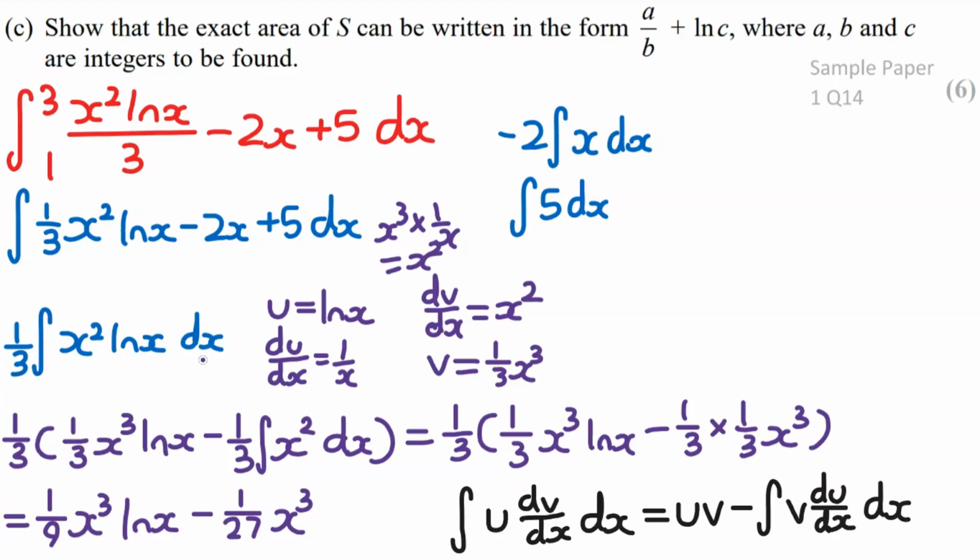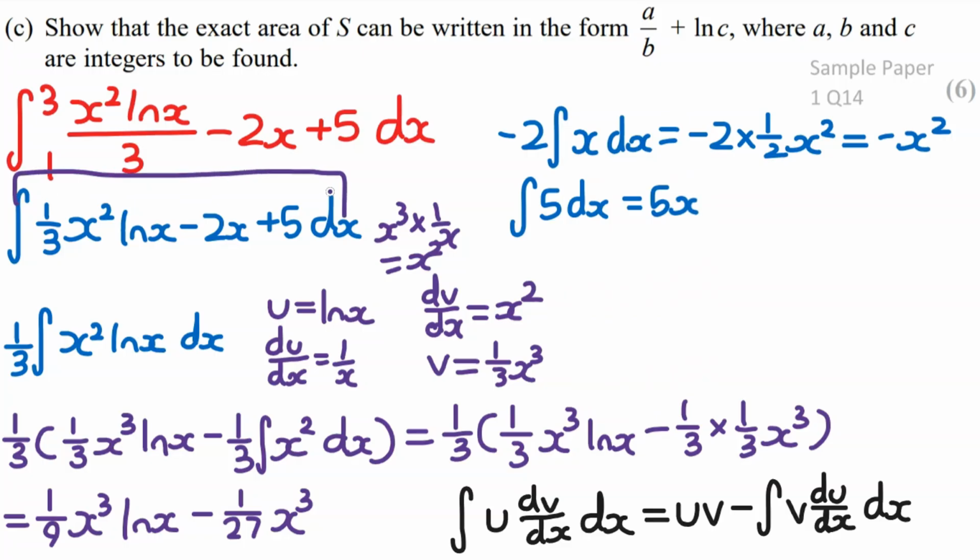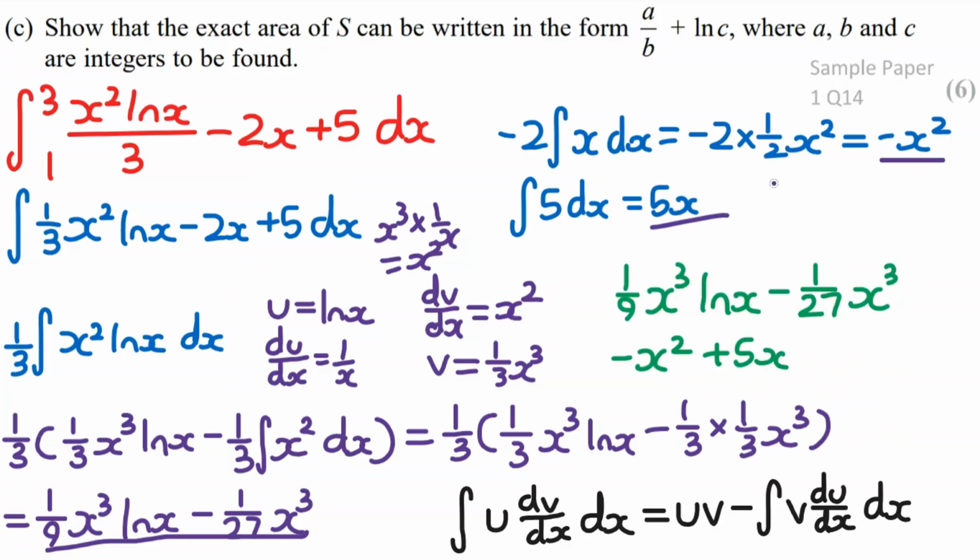And then if we focus on the other two functions, which are a bit easier, so if we focus on this minus 2x, again I've taken the minus 2 out of the integral like this here. If you integrate x it is equal to half x squared, and then minus 2 multiplied by half is equal to minus x squared, and then if you integrate 5, it's just equal to 5x. So therefore, if we integrate this entire function here, it's going to be these terms added together. So it's going to be 1 over 9 x cubed natural log of x minus 1 over 27 x cubed minus x squared plus 5x.